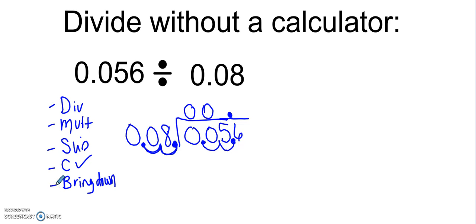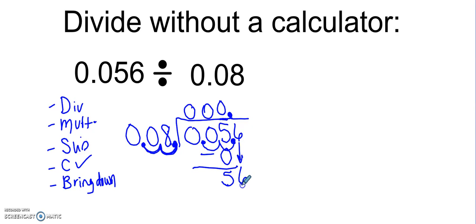Now, 8 goes into 5, that's the divide step, 0 times. And then I know that 0 times 8, that's the multiply part, is 0. Next step is the S for subtract: 5 minus 0 is 5. My next step, I want to check. I have to check to make sure the 5, the subtracted answer, the difference, is less than the divisor, the 8. And it was. So now, because that's true, I can bring down my 6.